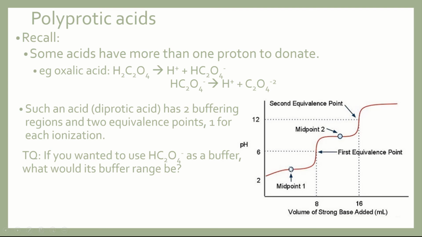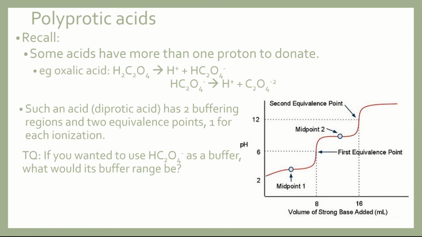Here's where we would lose that first hydrogen ion, and we go from H2C2O4 to H plus and HC2O4 negative. Then we reach the buffering range for HC2O4 negative when it goes to C2O4 2 negative, in this buffering range here.